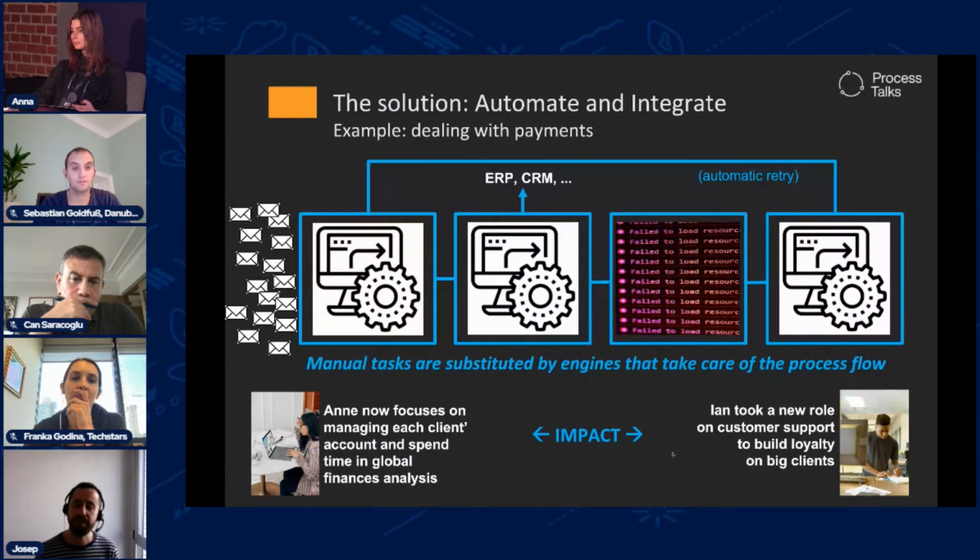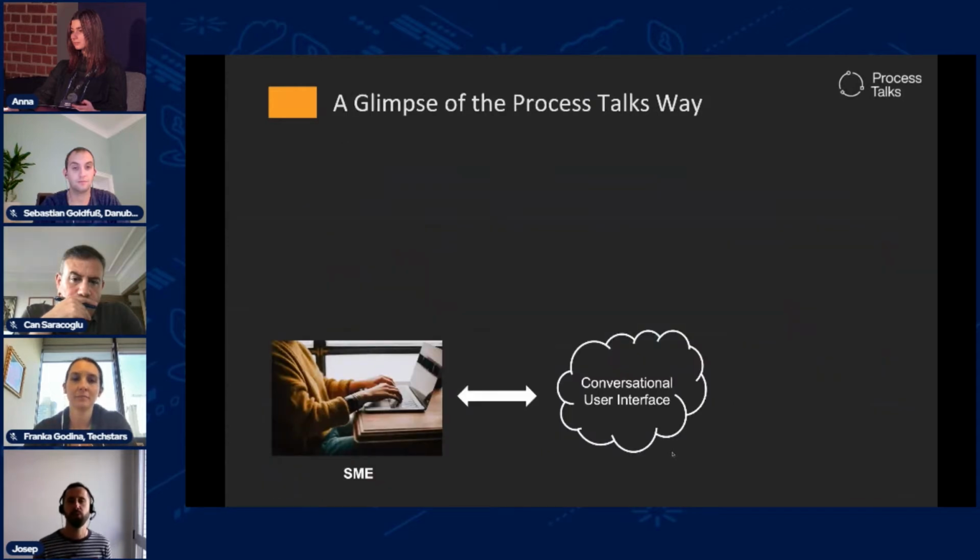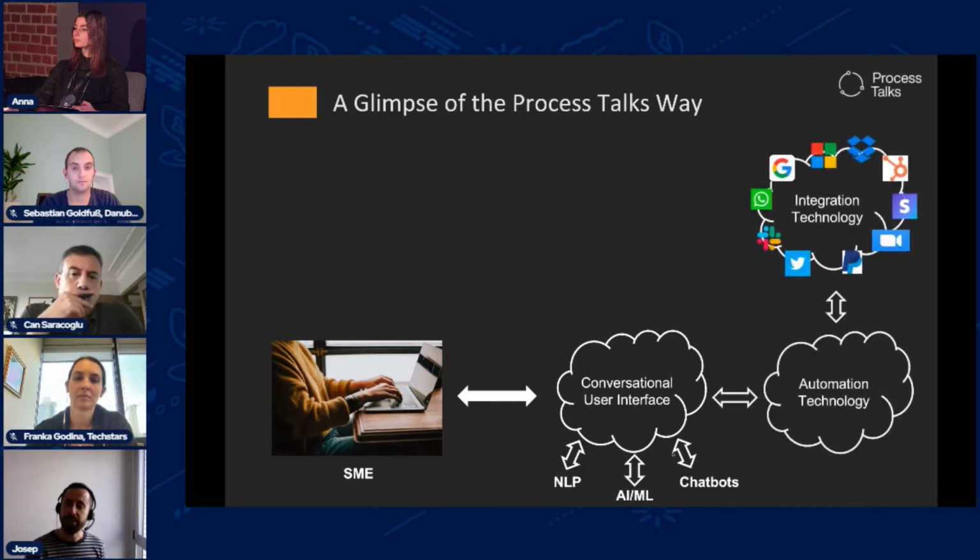How can we get there? This is what we call the Process Talks way. We have designed an automation environment which is based on a conversational user interface. So instead of very complicated dashboards, we have built a dashboard that is NLP, AI, ML empowered, so that virtually anyone, any SME, can use it, and that will give a highway to automation and integration technology.